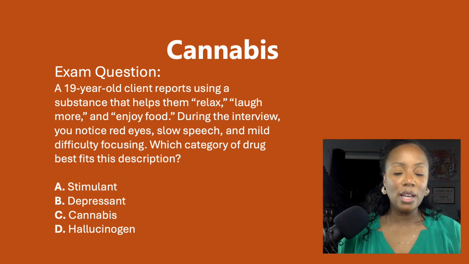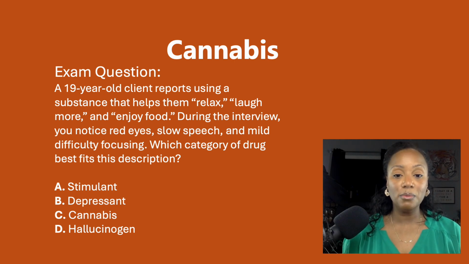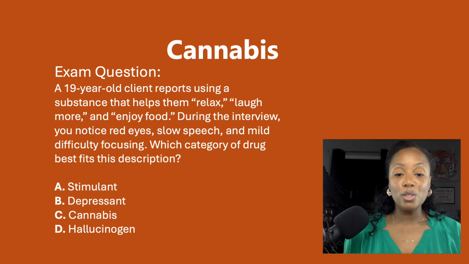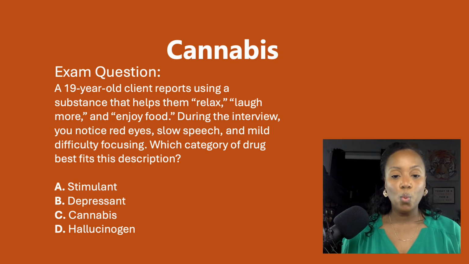Let's take a look at a possible exam question you may encounter. A 19-year-old client reports using a substance that helps them relax, laugh more, and enjoy food. During the interview, you notice red eyes, slow speech, and mild difficulty focusing. Which category of drug best fits this description? It will be C, cannabis.